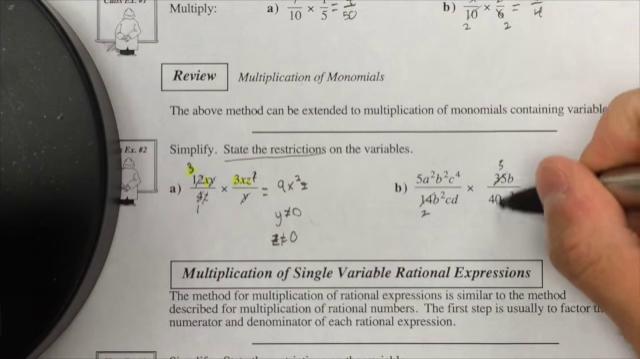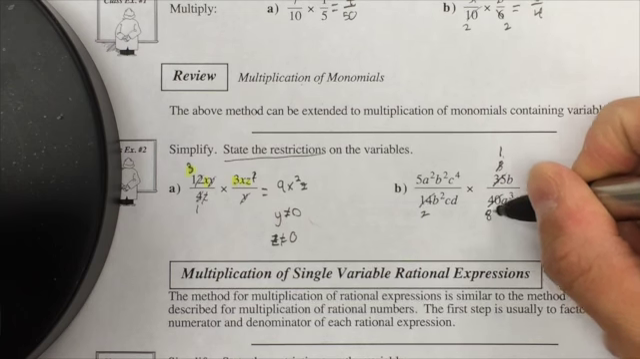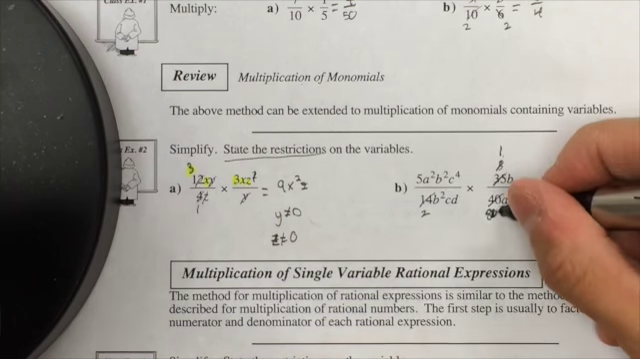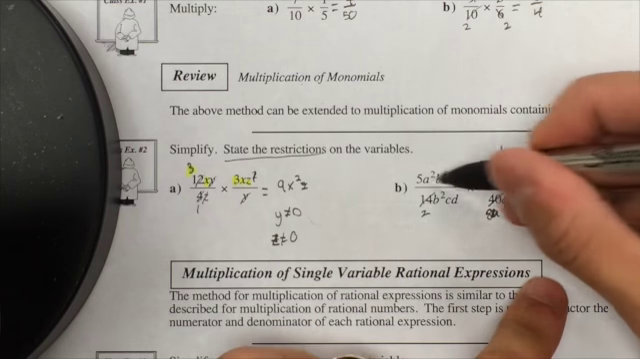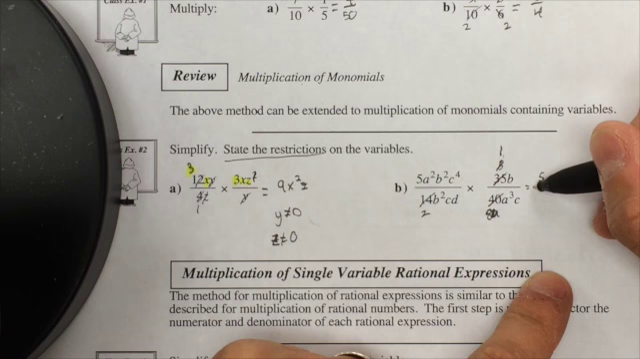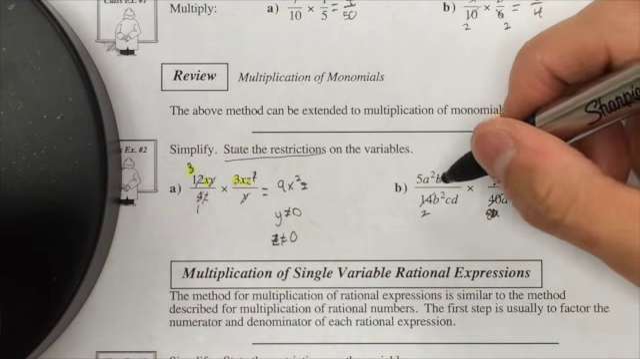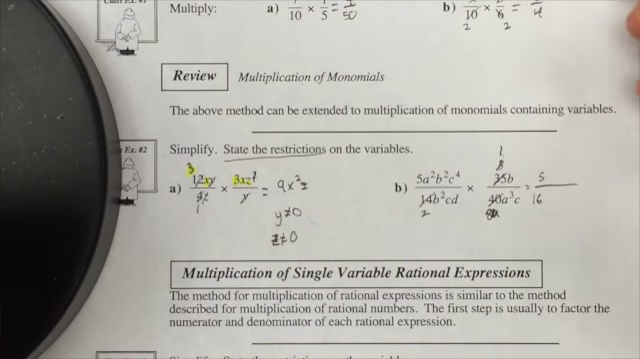Now I can look at this 5 and this 40. 5 goes into this once and goes into this 8 times. Not 80 times, 8 times. And so now I'm left with my coefficients, which are going to be 5 times 1 is 5, and 2 times 8, which is 16. So 5/16. But I also have all my variables I need to take care of.